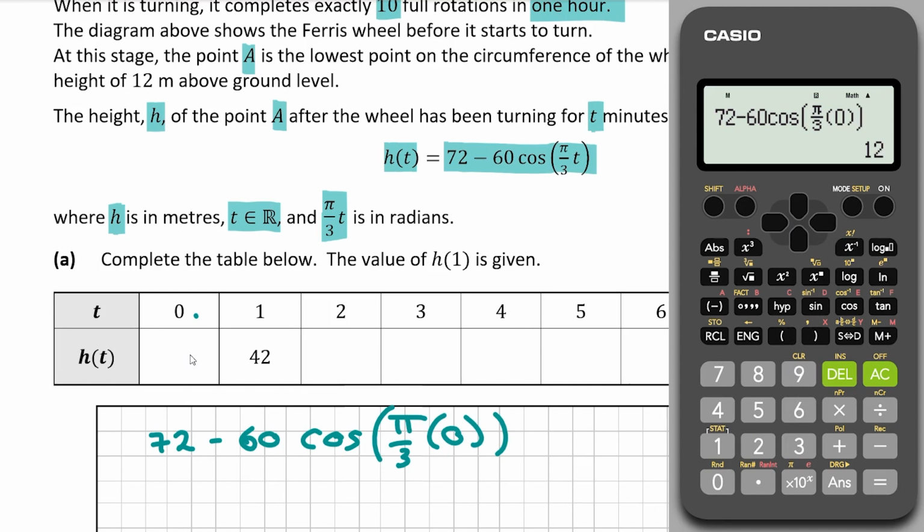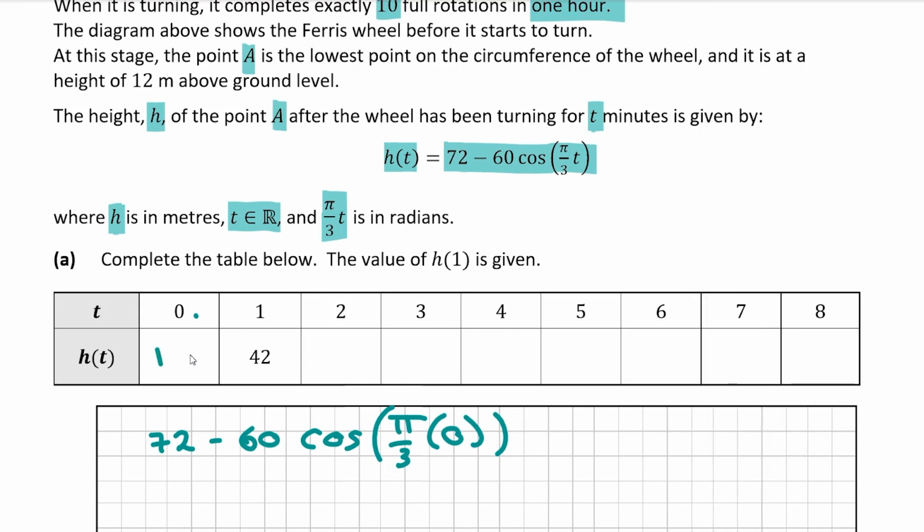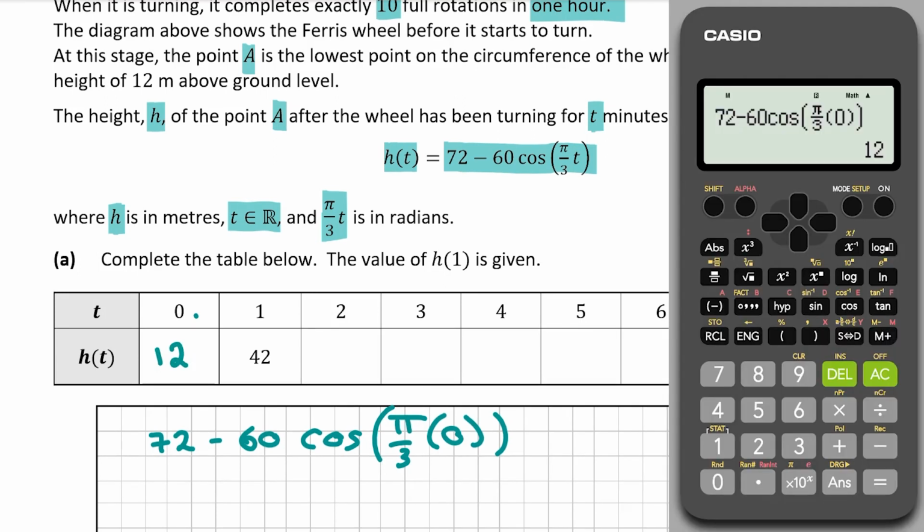And that makes sense because when no time has passed, we know that the point A is 12 meters off the ground. So I'm just going to write in here 12. Now we can keep just going back and changing the value of t.